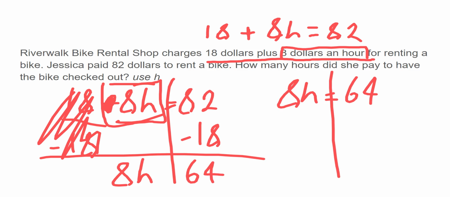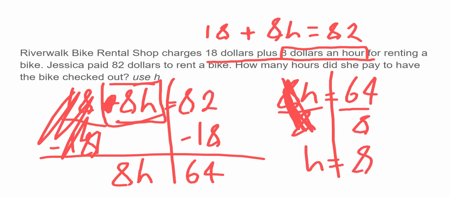So now what am I going to do? I'm going to divide because I'm already multiplying, right? 8 times H. So I'm going to divide by 8 on both sides. This is going to cancel out, and I'm left with H all by itself. Over here, 64 divided by 8 gives me 8. So she rented the bike for 8 hours.